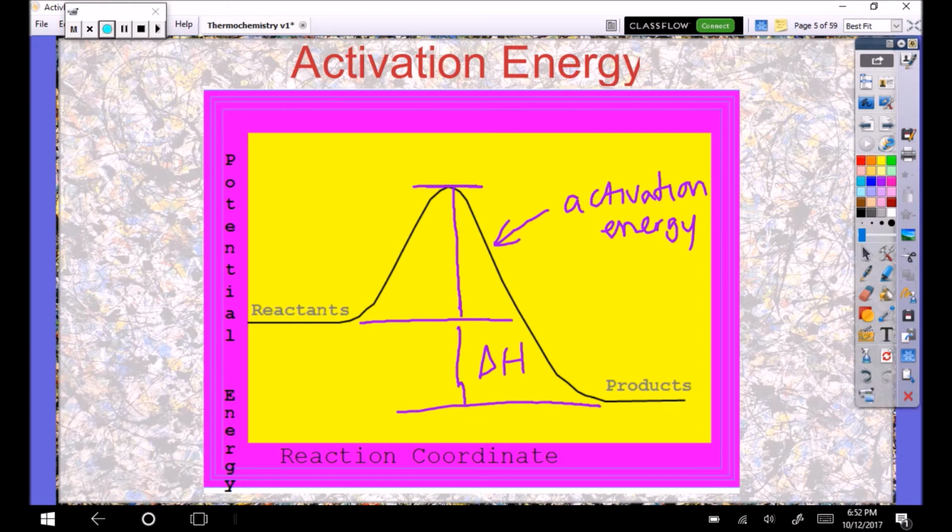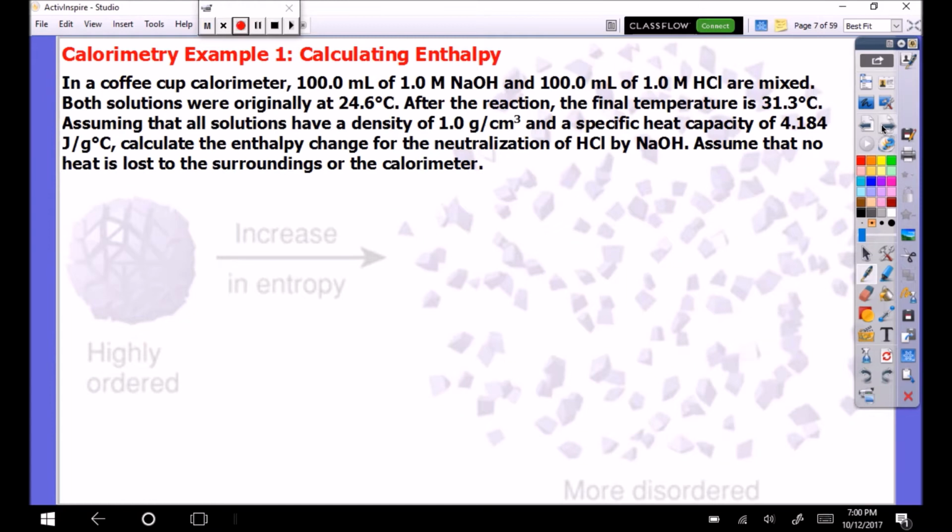Okay, so we're going to go over our first example of calorimetry. This is actually a problem we did in honors. You need that equation, Q equals MC delta T. M is your mass, C is your specific heat capacity, that's this thing here, and delta T is your change in temperature. Remember, that is T final minus T initial. That's a minus sign there.